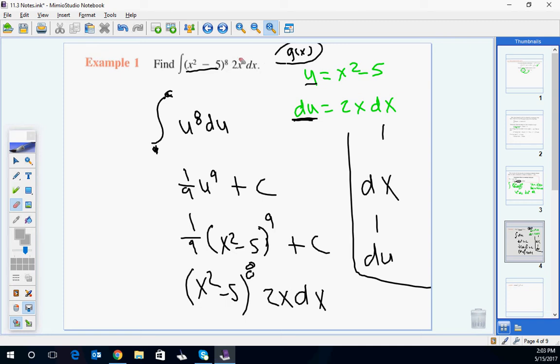That's not always going to happen. This could be like 5x dx, and then we have a little bit of work to do, and I'll show you how to do that in another problem. So this one's an easier one in the sense that the du already matched up.